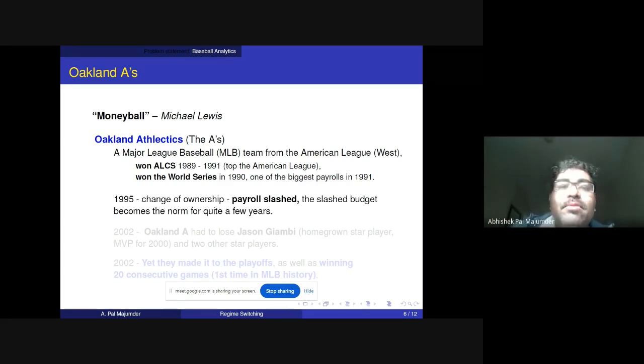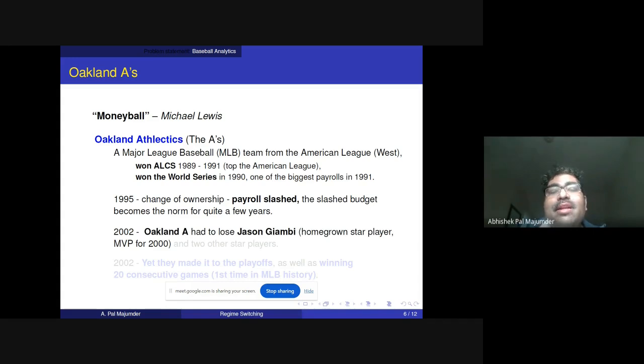And suddenly, in 1995, the ownership of the club changed, and as a result the payroll got slashed, and the slashed budget became the norm for quite a few years. In a capitalist country like the United States, if you have lots of money, you can buy good players and you can get good results. But still, even with a reduced budget, they managed to do very well.